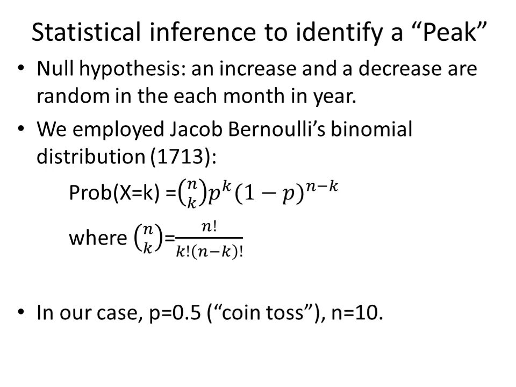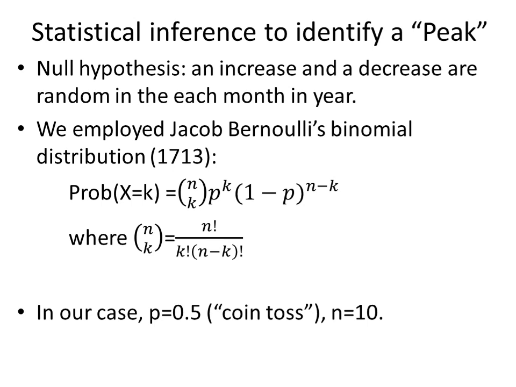For statistical inference to identify a peak within the dataset, we assumed a null hypothesis that an increase or decrease are random in each month of the year. We employed Jacob-Benoist's binomial distribution, which is expressed in the following equation. In our case, increase and decrease are random, or in other words, a coin toss. Therefore, the p is 0.5.